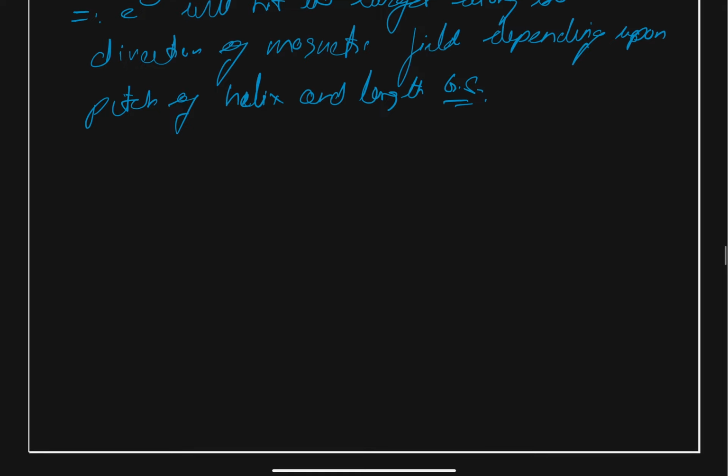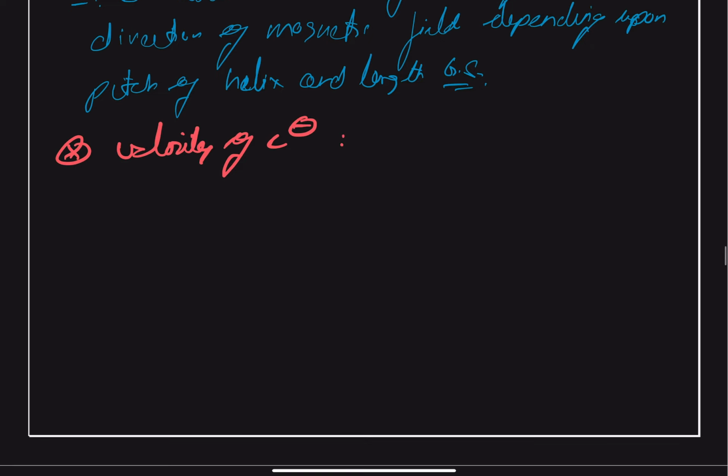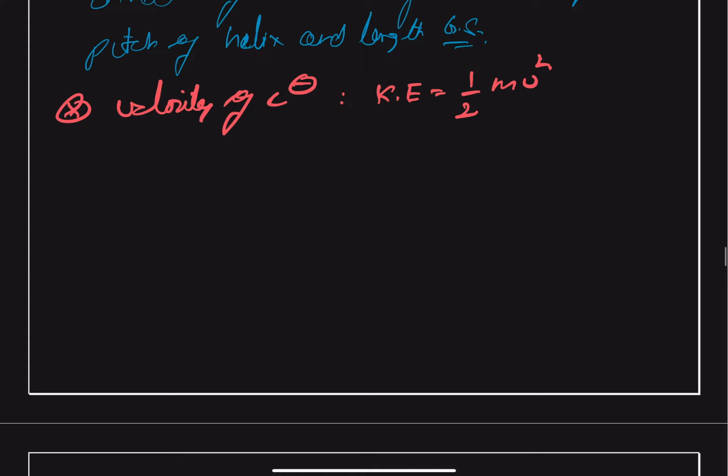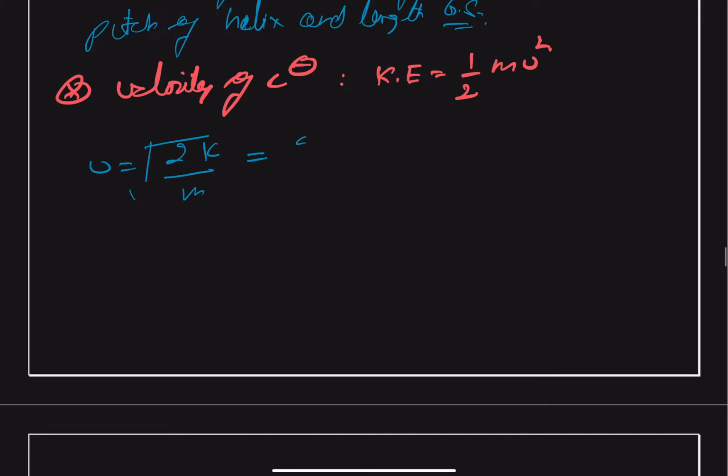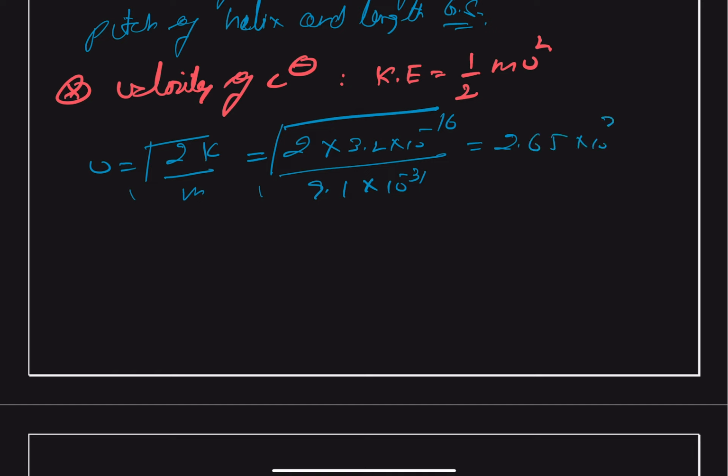So first of all, we are going to find out the velocity of the electron. We are given its kinetic energy. We can say kinetic energy is equal to half mv square, or we can say our velocity v will be equal to the square root of 2k divided by m. We substitute values, we get the square root of 2 into 3.2 into 10 to the power minus 16, divided by mass 9.1 into 10 to the power minus 31. So this gives approximately 2.65 into 10 to the power 7 meter per second.